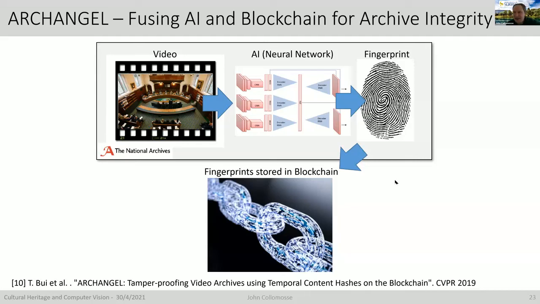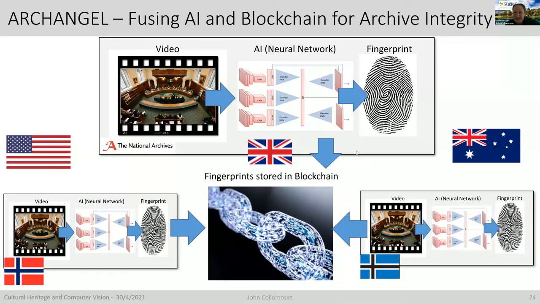We're using AI to develop that fingerprint and then store it in a blockchain. The blockchain is maintained by multiple archives around the world. We had 5 archives in a 2-month trial of this technology, based not only in the UK, but also in Norway, Estonia, Australia, and NARA, the US National Archives. All of those institutions are storing these fingerprints in a shared blockchain to underwrite the integrity of their archives. This was quite pioneering work exploring how this AI technology could help protect the archives.